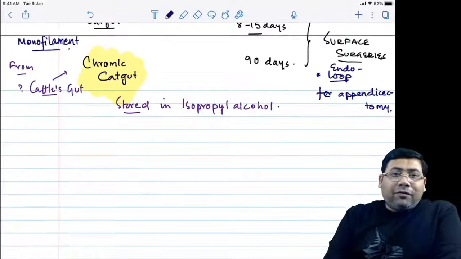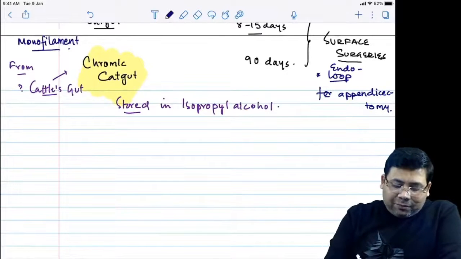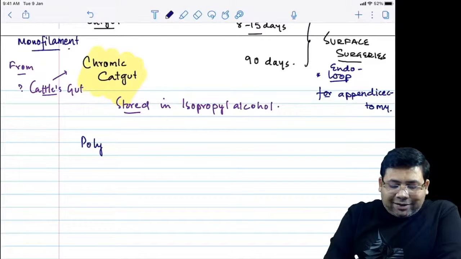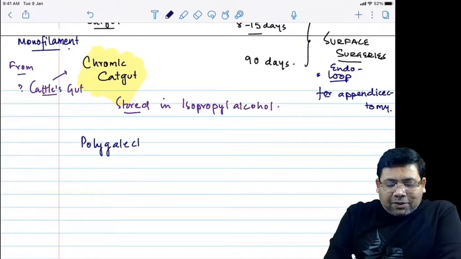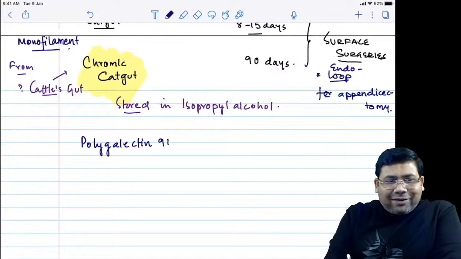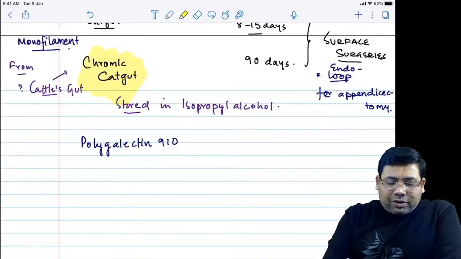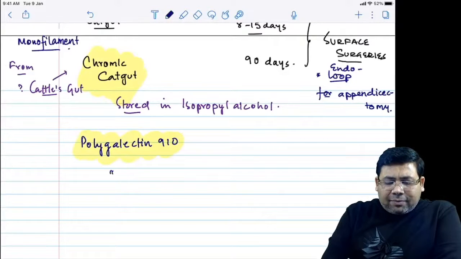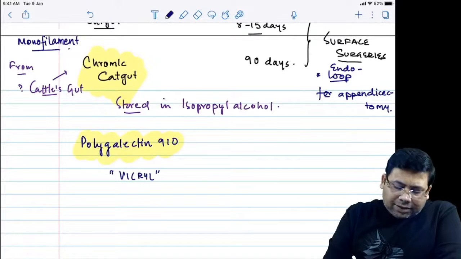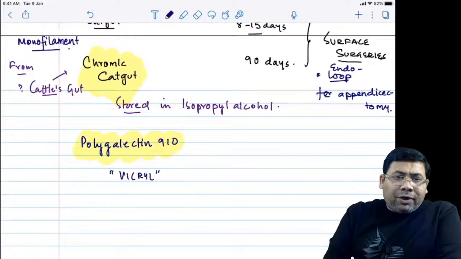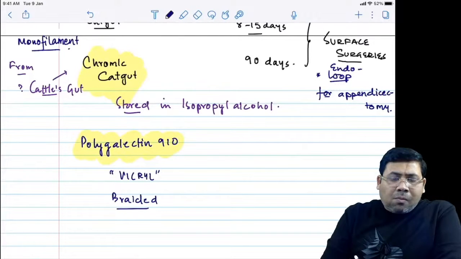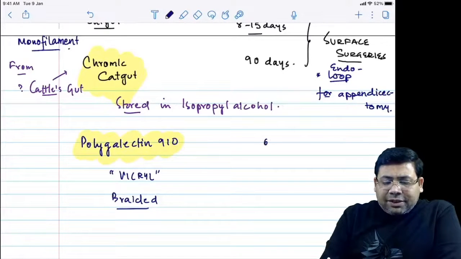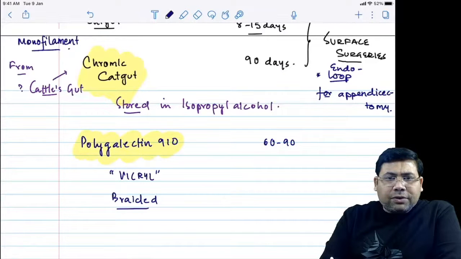Okay. Then we have polyglactin 910. When we talk about polyglactin 910, what is this suture? A very popular suture, but marketed by the name of Vicryl. What is Vicryl, students? It's not a monofilament, it's a braided suture. Days of absorption, 60 to 90 days.